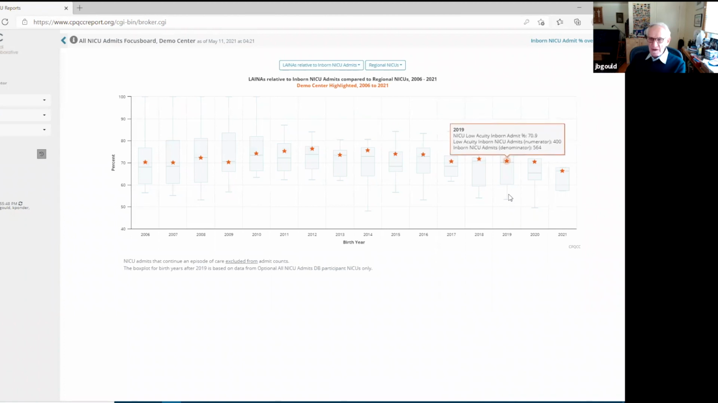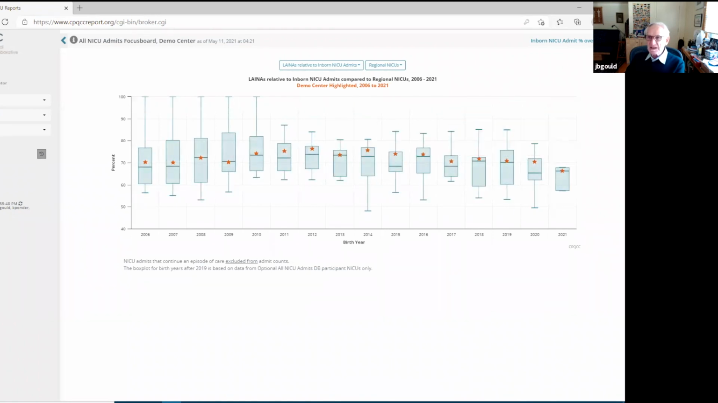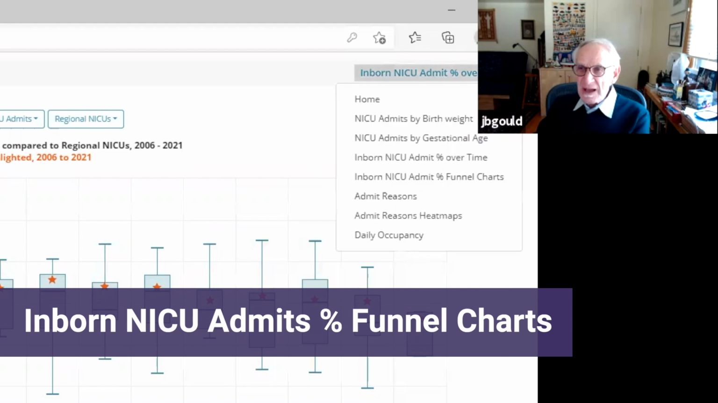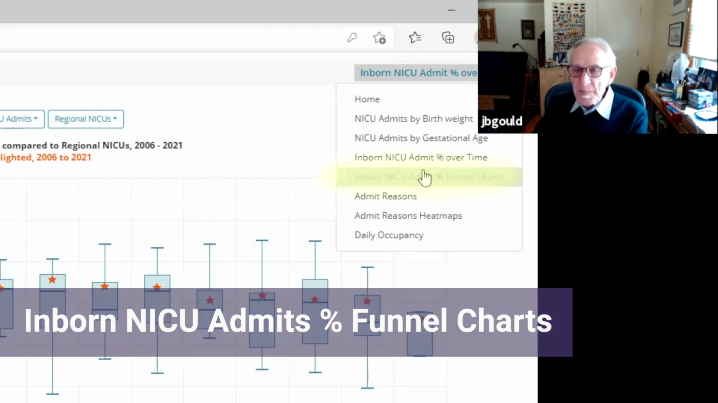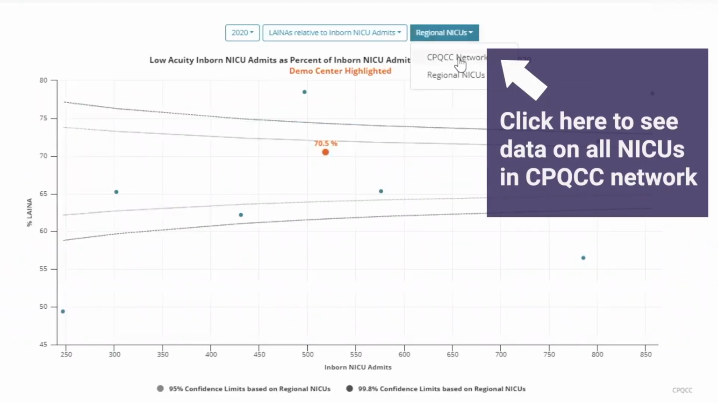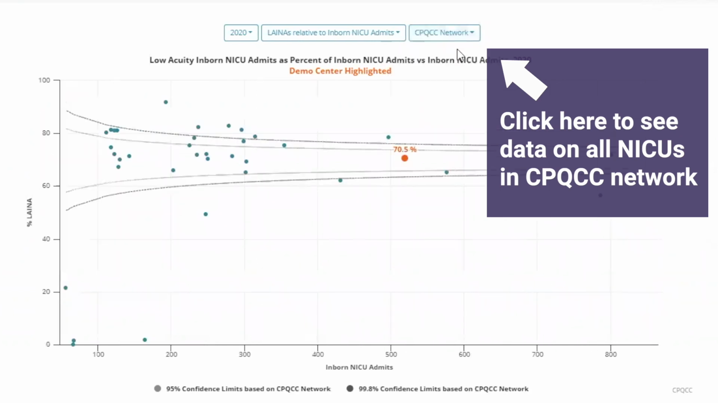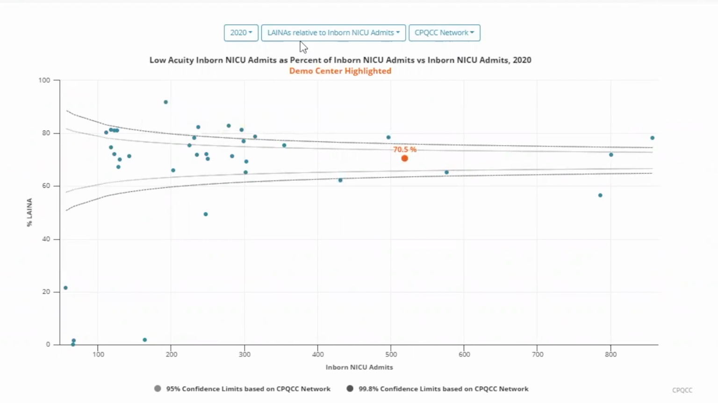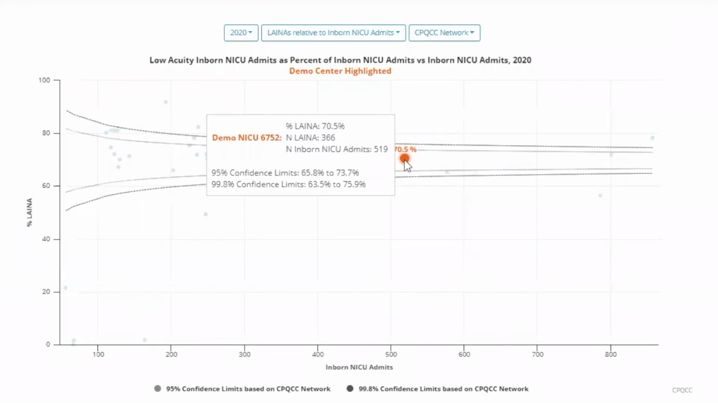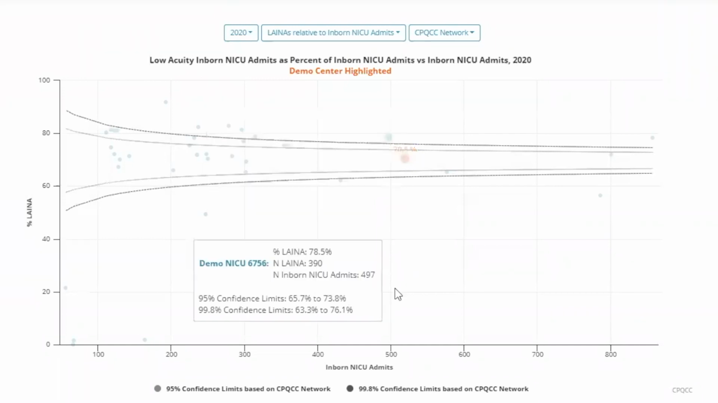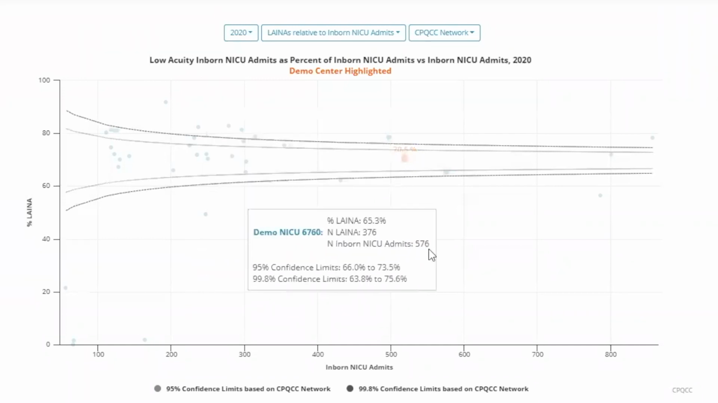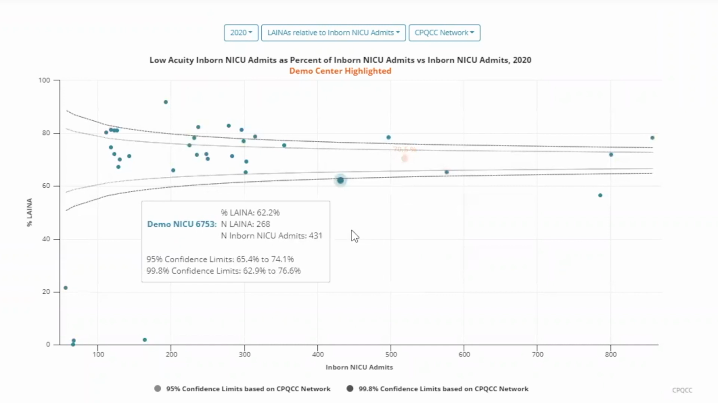Now, one of the things that you might want to do is look at the details, like what really went on with our admission rate in 2019? And so then we can look at a funnel chart. I'll go back to all of the. So here is the percentage of low acuity relative to the inborn NICU admits. And you could see for this particular NICU, 70.5% of their admits were low acuity. And then they can compare them to other NICUs in the network.